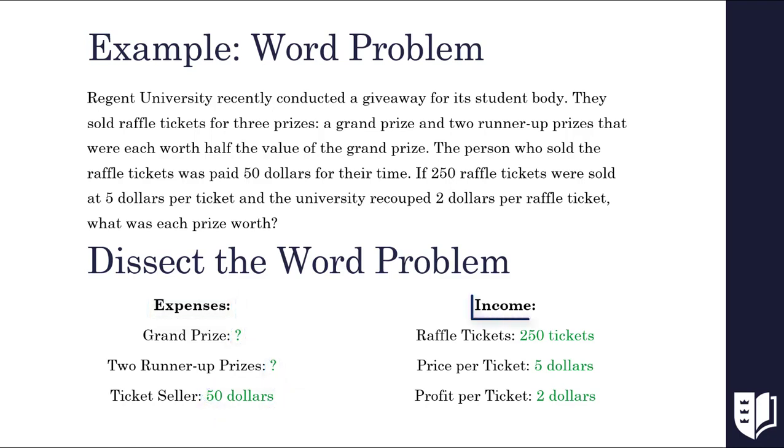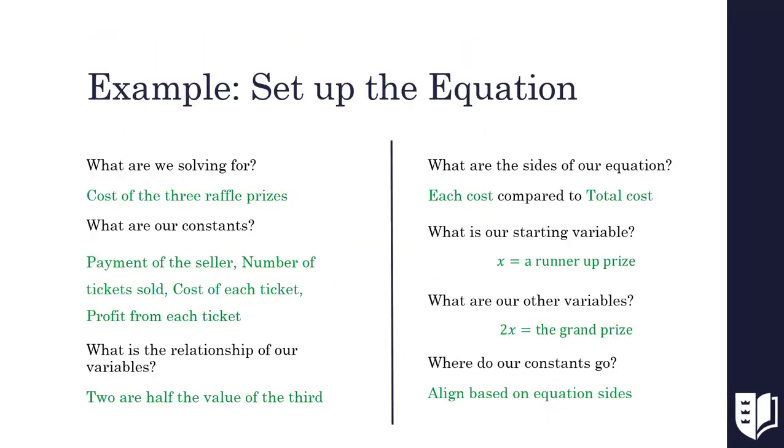The university's income for the raffle is represented by the 250 tickets sold, along with the $5 they were sold for, and the $2 that the university made in net profit. To set up our equation correctly, we need to ask the following questions. What are we solving for? The last sentence of the word problem tells us that we are looking for the value of the 3 raffle prizes purchased by the university.